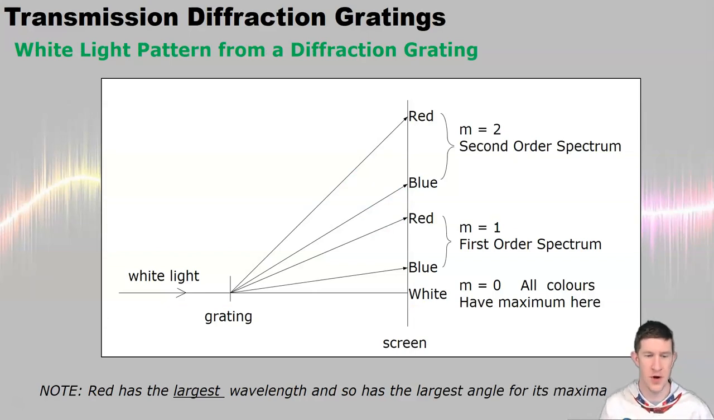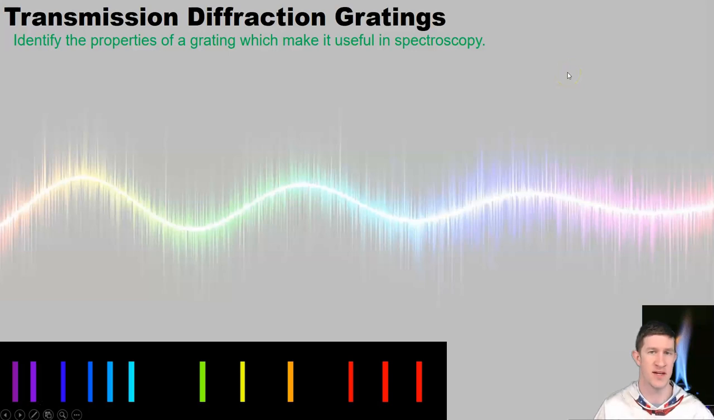So if we look at this, note that red has the largest wavelength, and therefore it's going to have the largest angle for its maxima. That's why red is the furthest away at the largest angle. So in our 0th maxima, m equals 0, we get all colors at maximum. And if all colors are at maximum, they're all constructively interfering, so we get white light. Then as we diffract out and interfere, blue constructively interferes first, then we get red, then we get our dark spot as they're all cancelling out, then we go back to our blue, and then red, and so on. So one of the things that you're expected to be able to do is identify the properties of a diffraction grating which make it useful in spectroscopy.